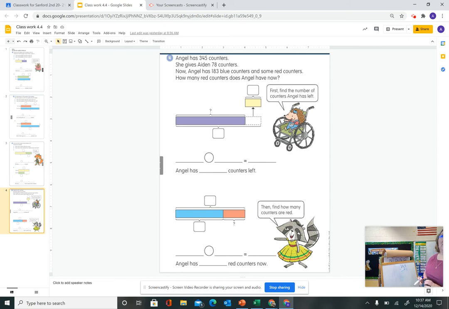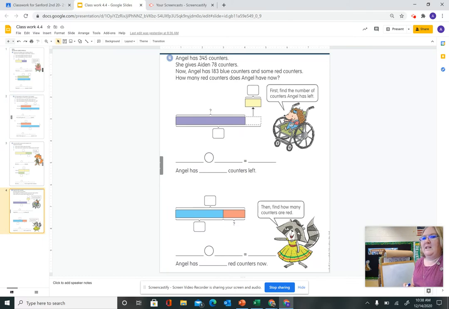Number 4, it says Angel has 345 counters. She gives Aiden 78 counters. Now Angel has 183 blue counters and some red counters. How many red counters does Angel have now? So first we have to find the number of counters that Angel has left. That word left, I think that means subtraction, doesn't it?